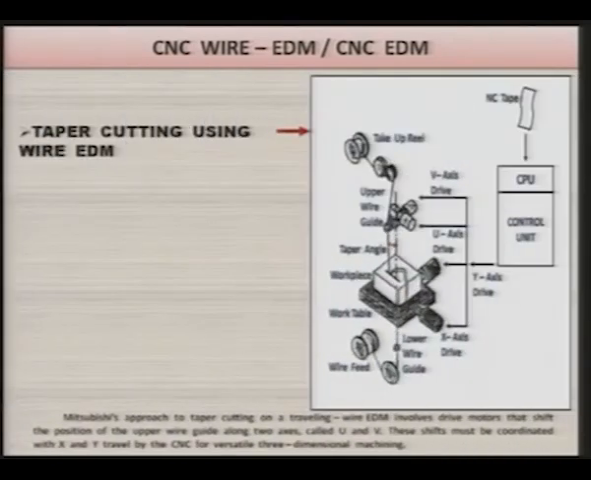Here you can see a better version of the CNC wire EDM process. Now, here you can see the V axis is given over there, and there is a motor for giving the movement in V and U both, as you can see here in the note that Mitsubishi's approach to taper cutting on a travelling wire EDM involves drive motors that shift the position of the upper wire guide along two axes called U and V.